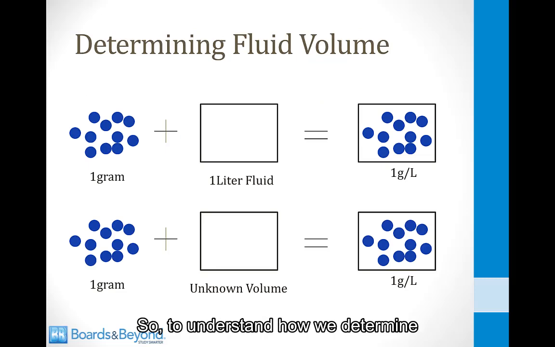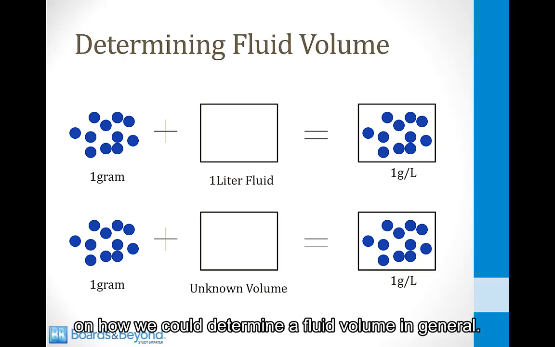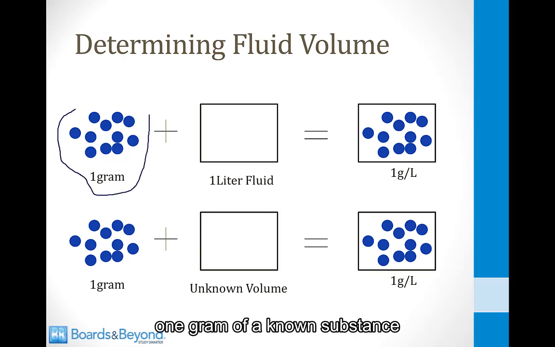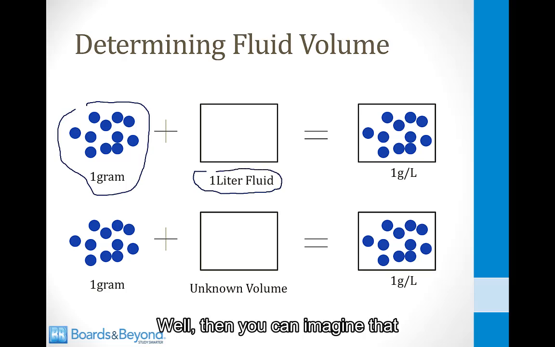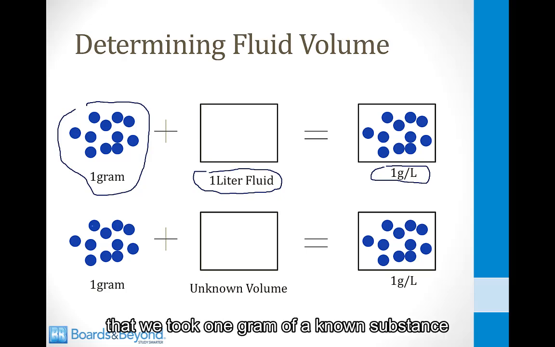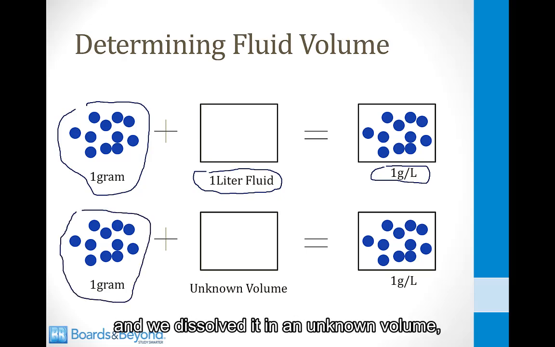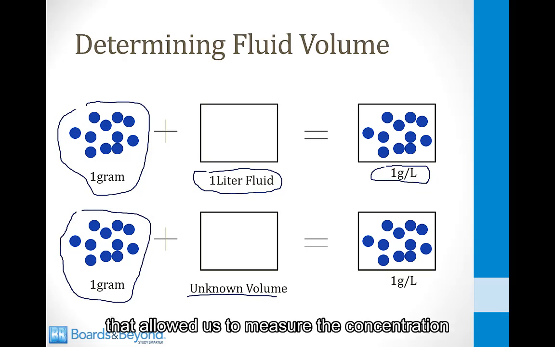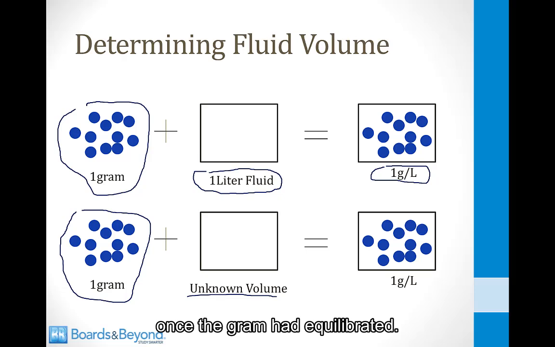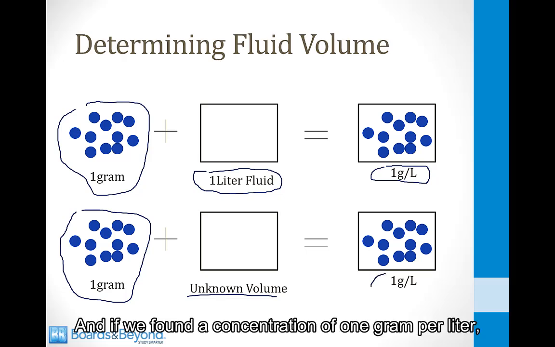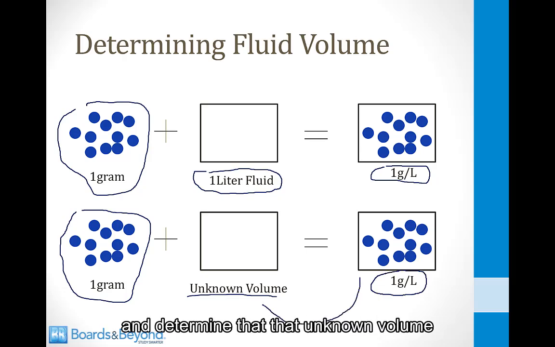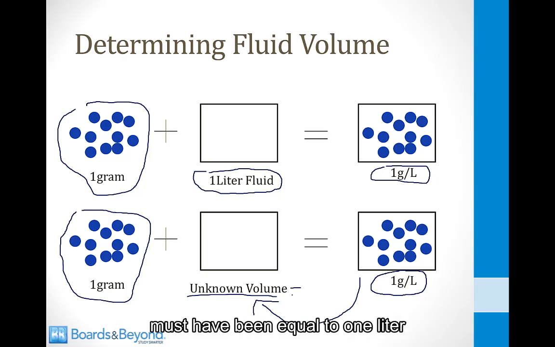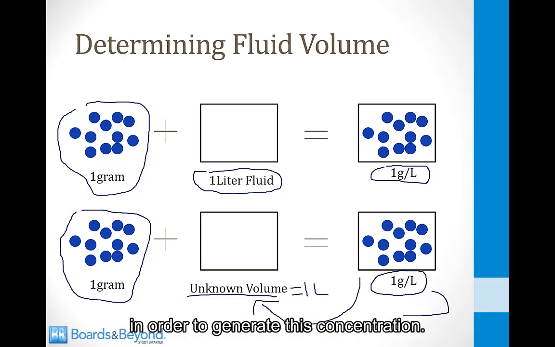So to understand how we determine the volume of distribution, let's do a little thought experiment on how we could determine a fluid volume in general. I want you to imagine that we took 1 gram of a known substance and we put it into a liter of fluid. Well, then you can imagine that once that 1 gram equilibrated, we would have a concentration of 1 gram per liter. That should be easy to understand. Now I want you to imagine that we took 1 gram of a known substance and we dissolved it in an unknown volume. And then we had a tool that allowed us to measure the concentration once the gram had equilibrated. And if we found a concentration of 1 gram per liter, we could then back calculate and determine that that unknown volume must have been equal to 1 liter in order to generate this concentration.